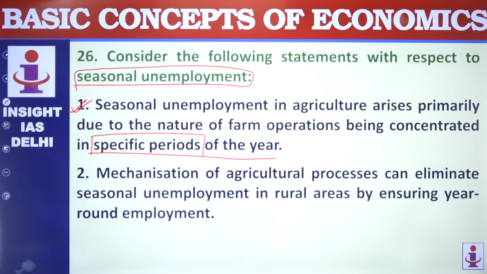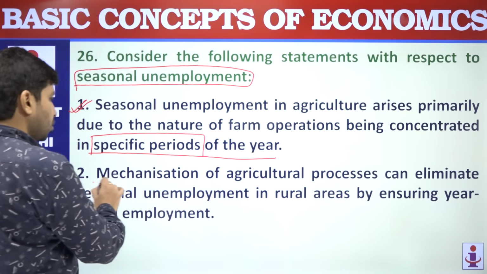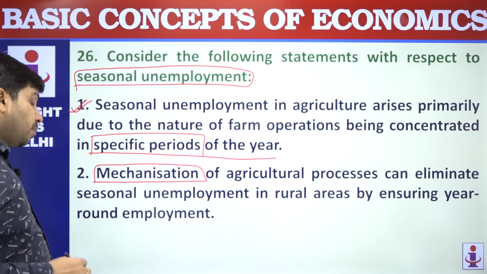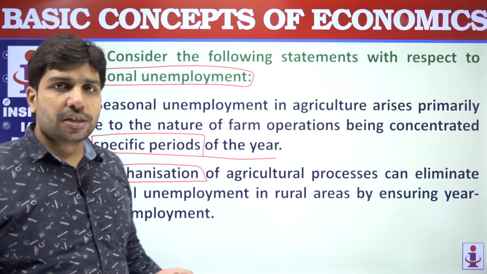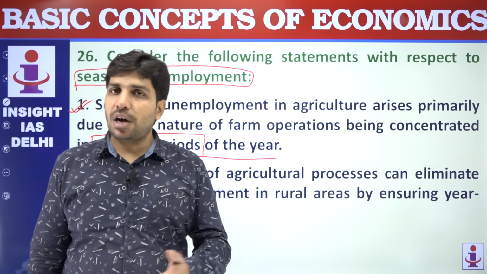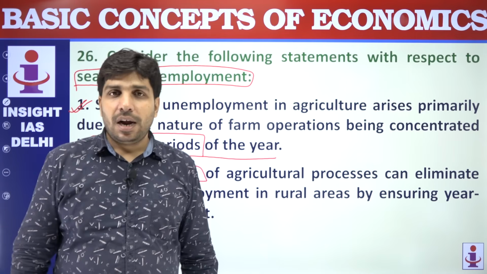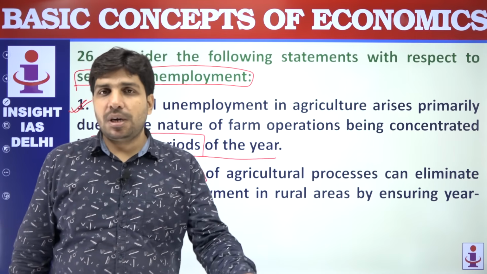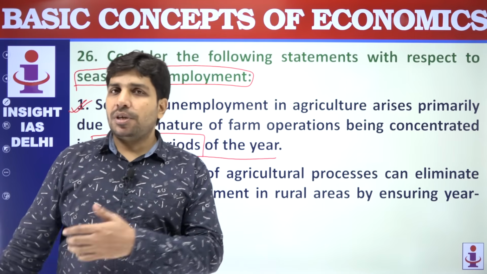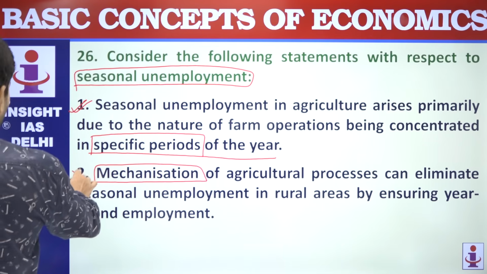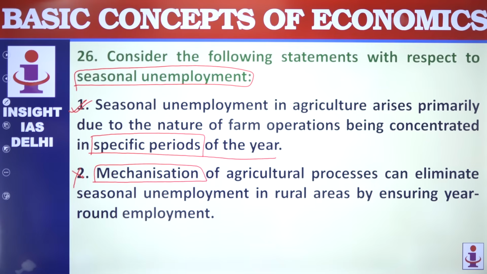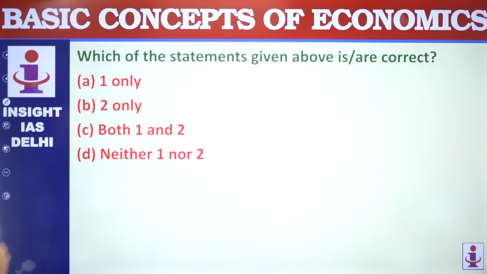Mechanization of agriculture processes can eliminate seasonal unemployment in rural areas by ensuring year-round employment. No, mechanization of agriculture may increase the unemployment, because if the agriculture cultivation is happening without the help of a tractor, at least there are 10 people employed. But the moment a tractor is introduced, 10 people won't be needed, only 2 people will be needed. So this will be a negative impact. So statement 2 is not correct. Then, what is the question? Are correct, only one is correct.